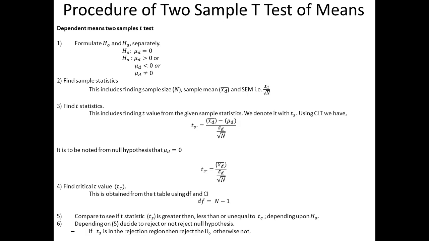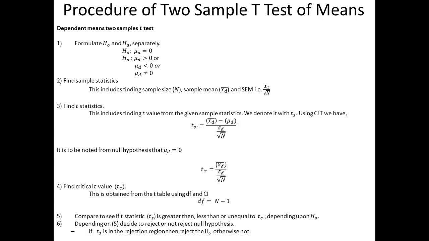So the null hypothesis statement is that mu d equals 0, which basically means that there is no difference between the two subpopulations. And the alternate hypothesis statement is that mu d can be greater than 0, or it can be less than 0, or it can be just not equal to 0. Remember that any one of them would be present there.